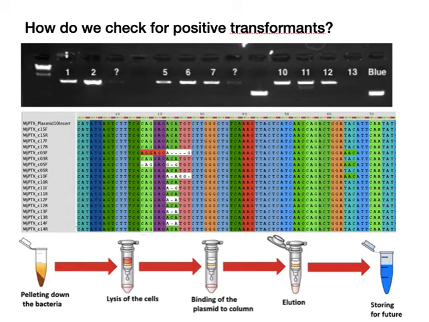So what we do is we get the white colony and then we subject it to PCR, and then we are going to see if it's really true or not. So for example, in here I have 13 white colonies and then I compared them with the blue.